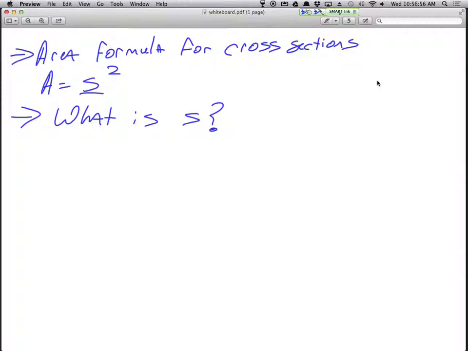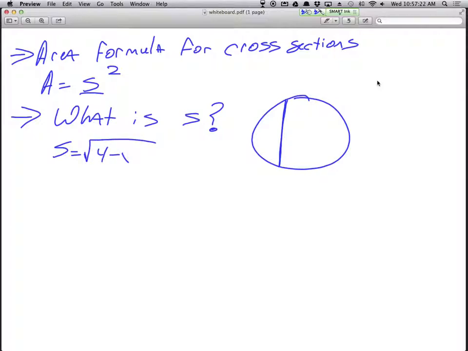Okay? And if I'm dealing with a circle and I'm sticking squares on top of it, S is going to be what? S is always going to be a distance. And what's the distance always going to be? Top minus bottom. So in this case, S is going to be the square root of 4 minus x squared minus the negative square root of 4 minus x squared.